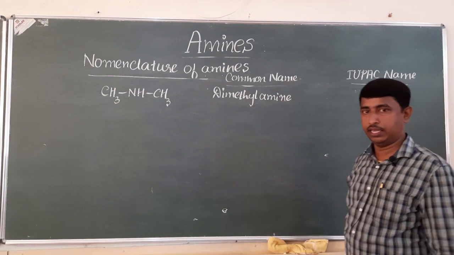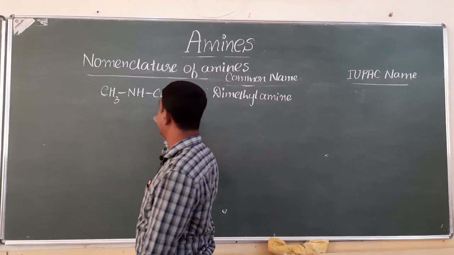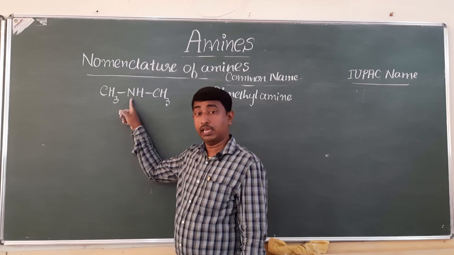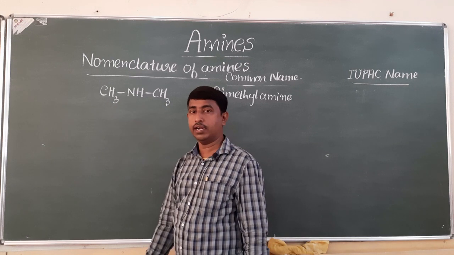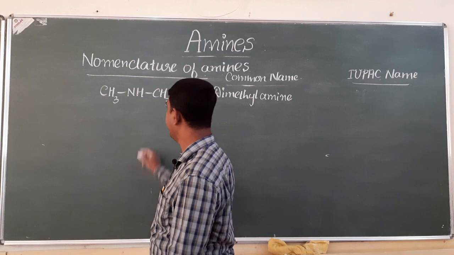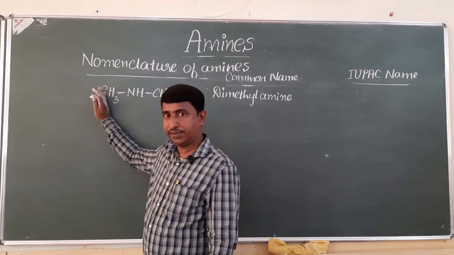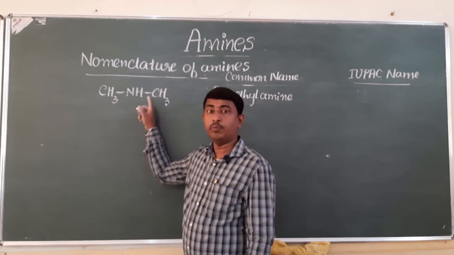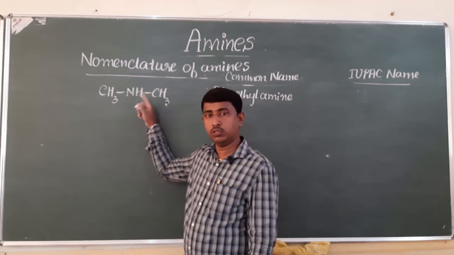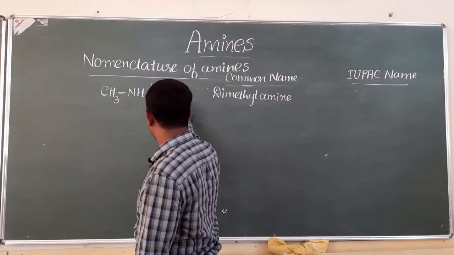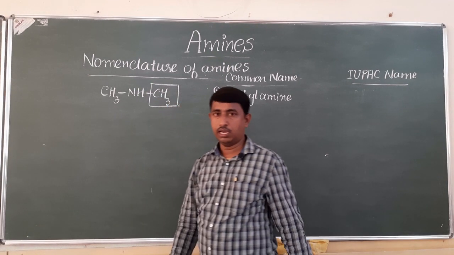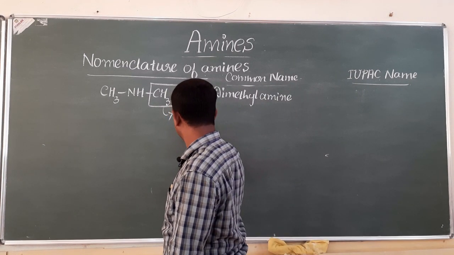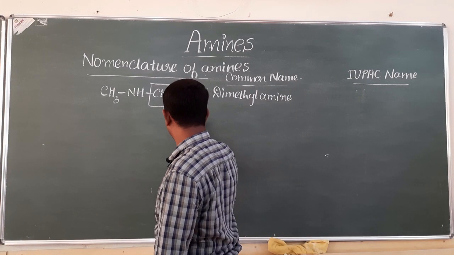Now what is the IUPAC name? Straight away I can't take it as the parent chain, because in between there is a heteroatom, that is nitrogen. So either I have to select the left hand side or the right hand side. Since the number of carbon atoms is the same on both sides, I will take this as the parent chain, or the longest chain.